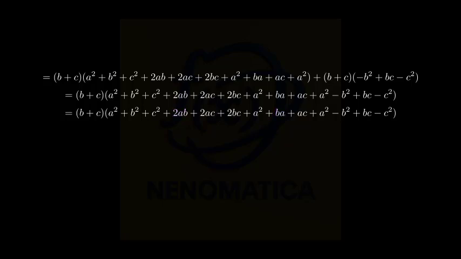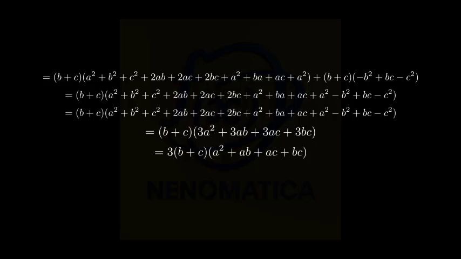For the ab terms, we have 2ab plus ba, which is the same as 2ab plus ab, giving us 3ab. For the ac terms, we have 2ac plus ac, which gives us 3ac. And for the bc terms, we have 2bc plus bc, giving us 3bc. So after combining all like terms, our expression simplifies to (b plus c) multiplied by (3a squared plus 3ab plus 3ac plus 3bc). Now, let's factor out the common factor 3 from the second set of parentheses. So we get 3 times (b plus c) times (a squared plus ab plus ac plus bc).